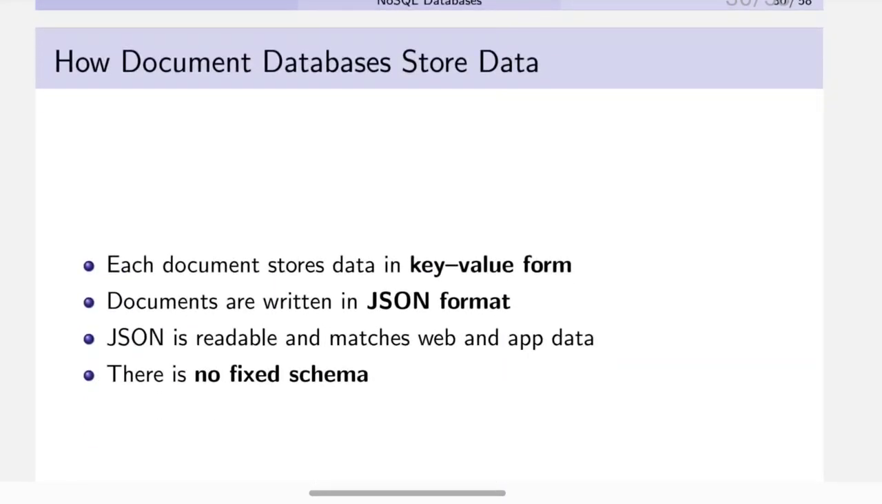So how are document databases stored? Document databases usually store data in JSON format. I think I already discussed JSON format. There is no fixed schema. That is what you need to remember. There is no fixed schema as in SQL databases. So different documents can have different fields. JSON is readable and matches web and app data.